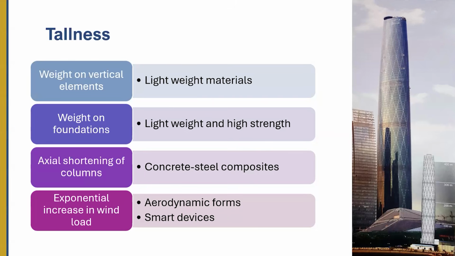Then exponential increase in wind load, because the wind load is a reverse parabola. So when your height increases, first of all, the wind velocity increases by the square of the height. And then the bending moment increases again by a similar square. So then you have this very high increase of the bending moment as the building goes up. It's not linear, right?